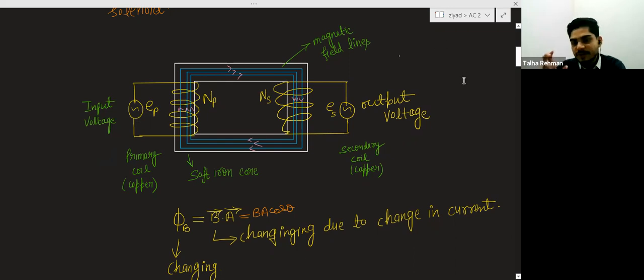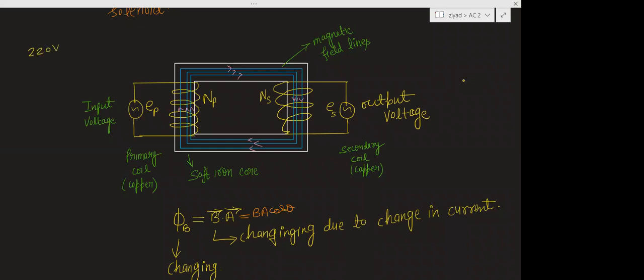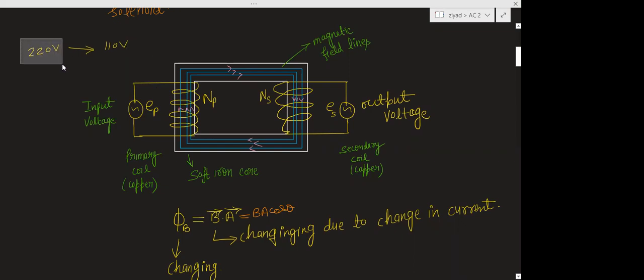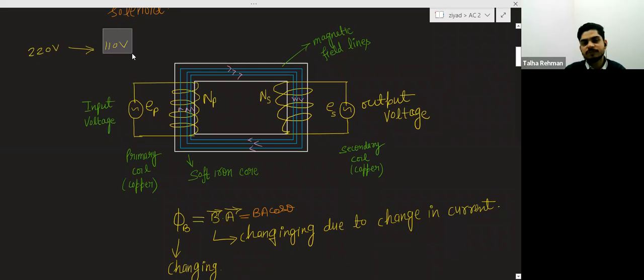Basically, if the voltage coming into our home is, suppose, 220 volt, this is the supply voltage from the power station. And we want a voltage of, suppose, 110 volt. So what will we use? We will use the transformer. The transformer will transform the higher voltage into the lower voltage.